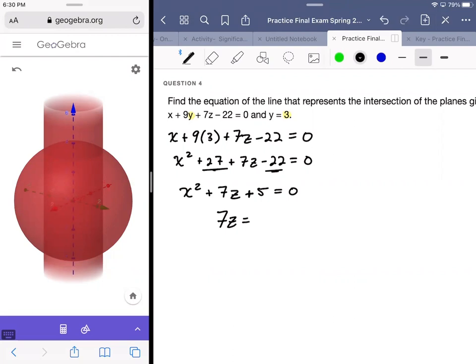Lord only knows why I have an x squared there. I don't know. It's been a long day. I apologize. All right. So 7z equals 5 minus x is what it should have been.